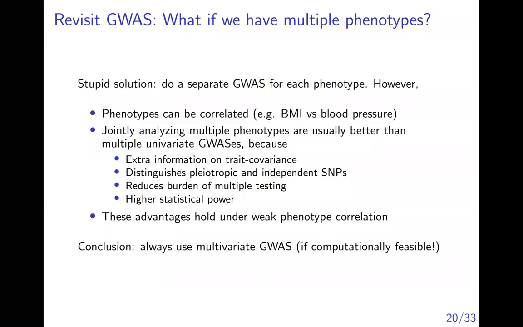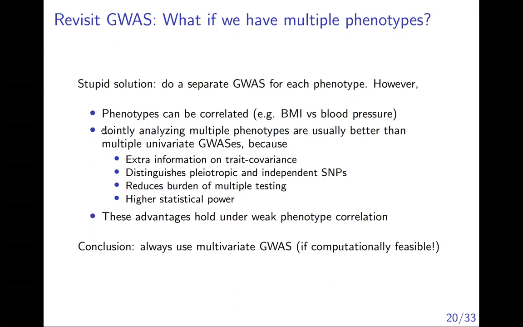Okay. So the naive thing that you can do is just do a separate GWAS for each of those phenotypes. Okay. And that implicitly assumes phenotypes are independent. And the problem, of course, is that phenotypes are correlated, right? If you have high BMI, then probably you have higher blood pressure.